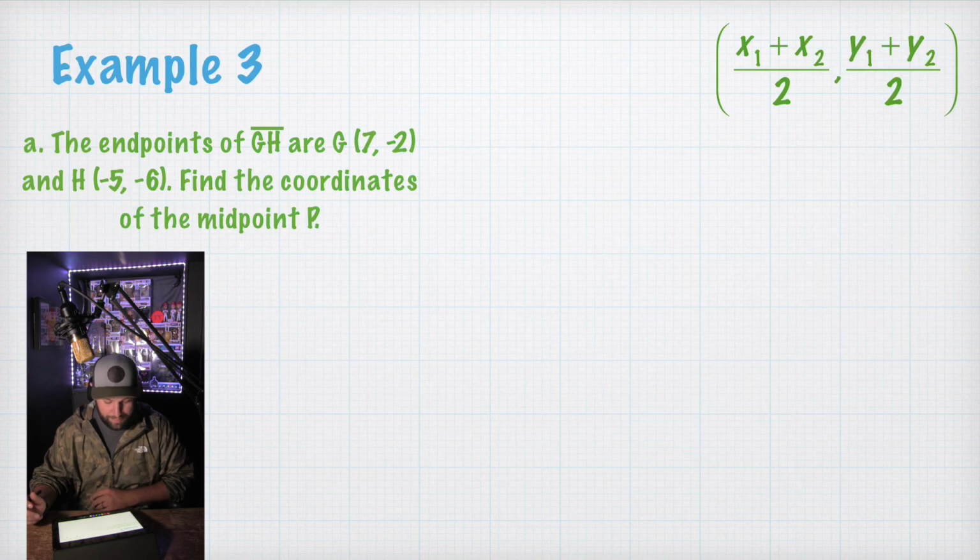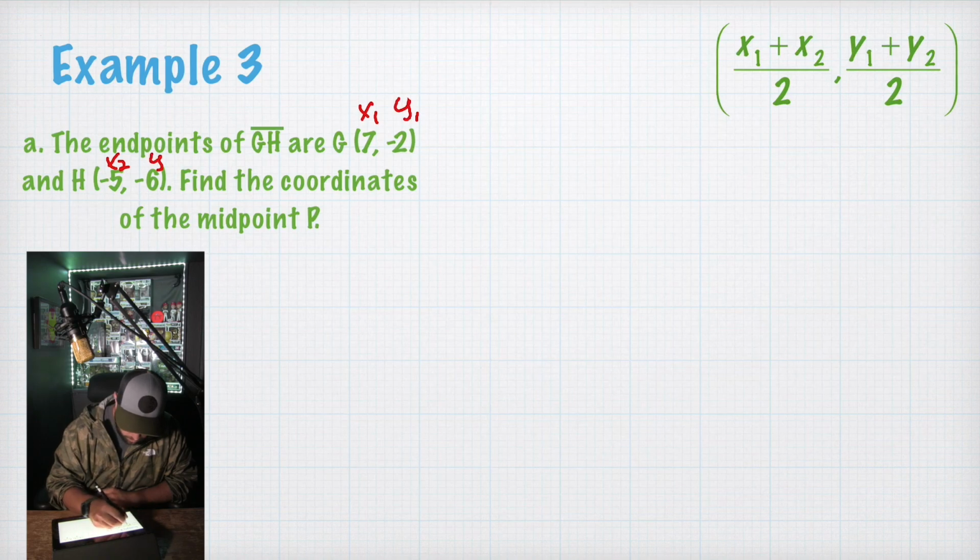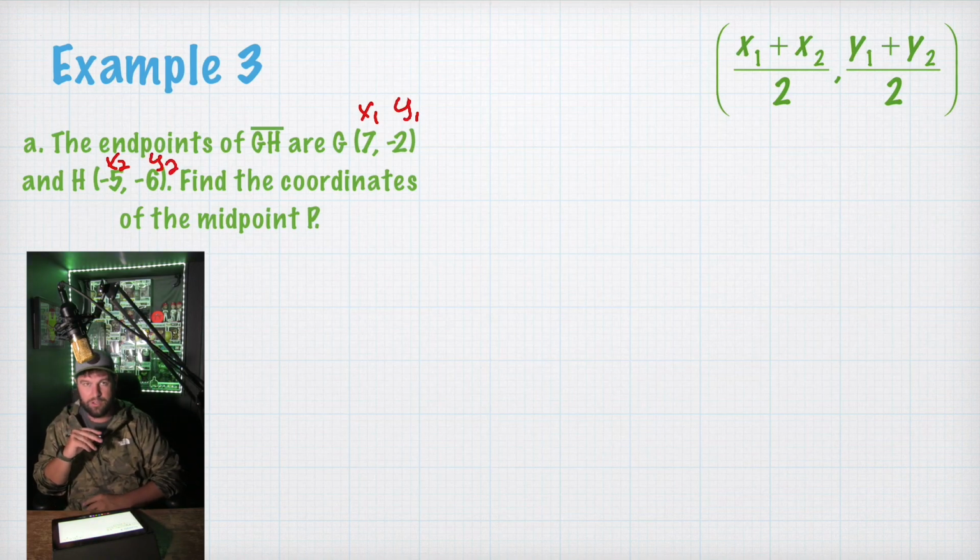So example 3. The endpoints of GH are G, which is (7, -2), and H, which is (-5, -6). And they want us to find the coordinates of the midpoint. Well, we're going to use our handy dandy midpoint formula. So I'm going to go ahead and just label this x1, x2, y1, y2.